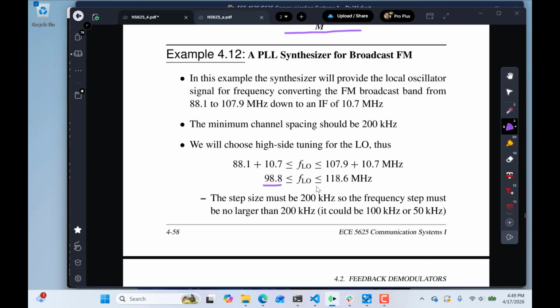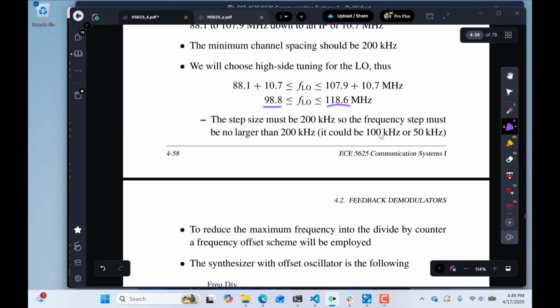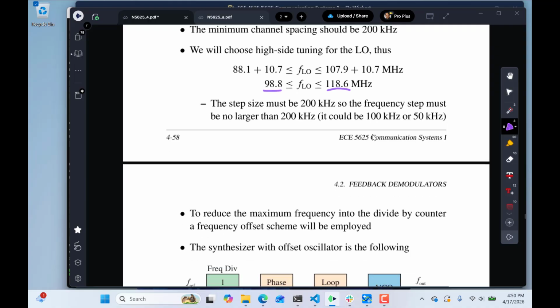On the high end of the broadcast band, 107.9 becomes 118.6. Then we're going to constrain this so the step size is 200 kilohertz. 100 kilohertz or 50 kilohertz would also work, but this would make the divider have to do more work.